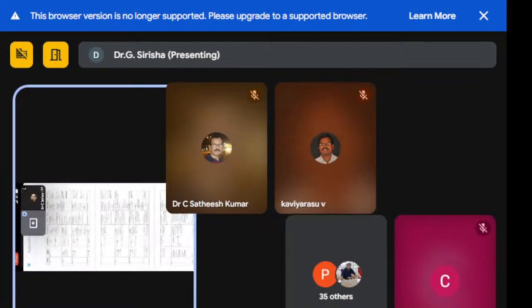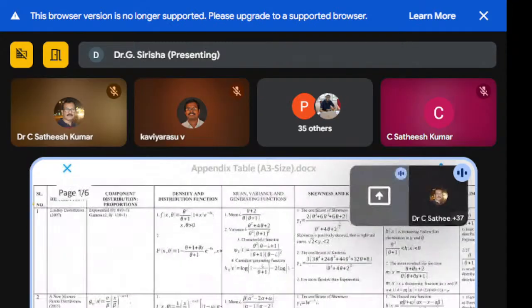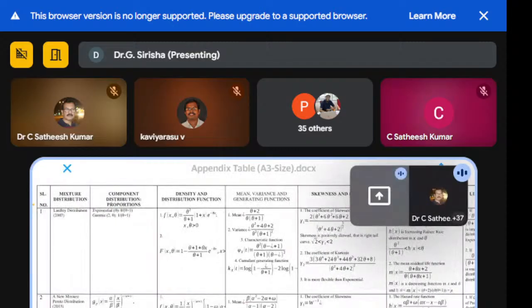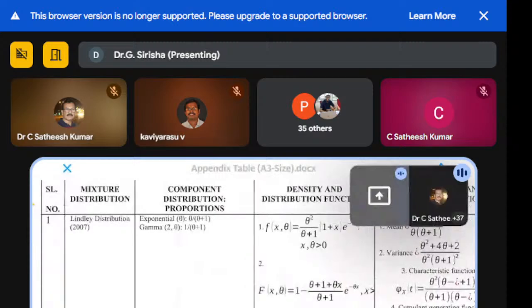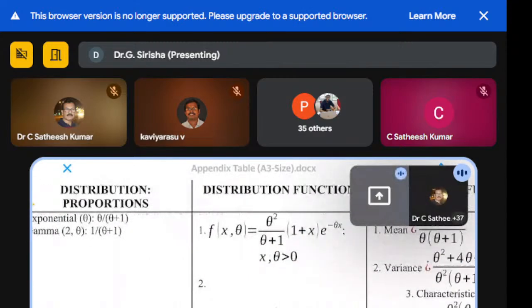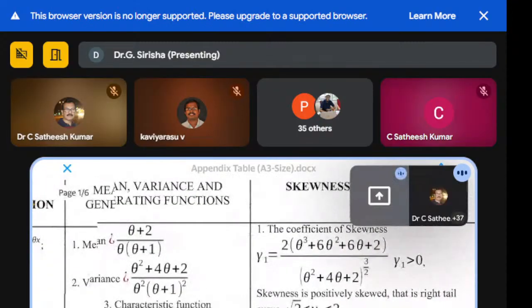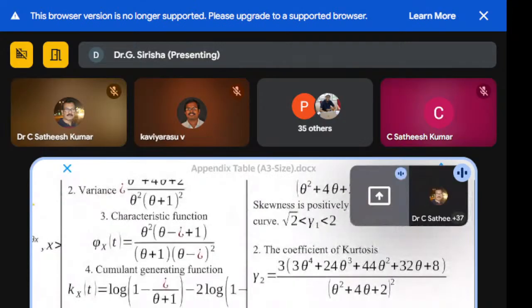And this is the table wherein we have consolidated all these distributions, their properties and all. First one is Lindley distribution. What are the components and what is the density? What are the properties? And then we have even explored different additional remarks we have derived.